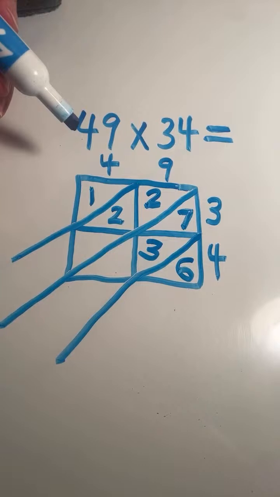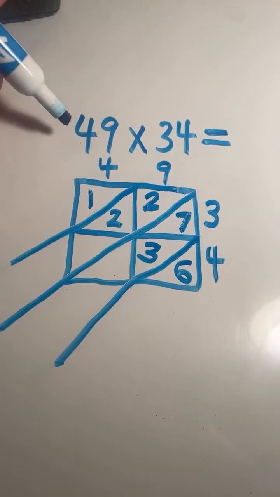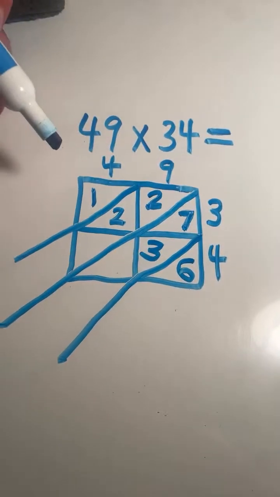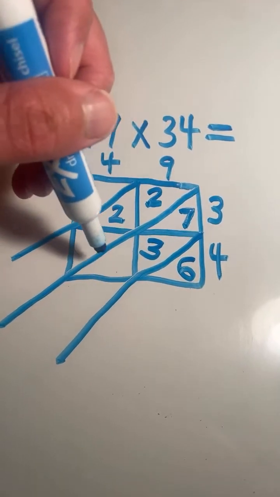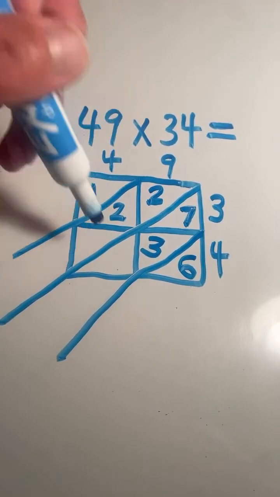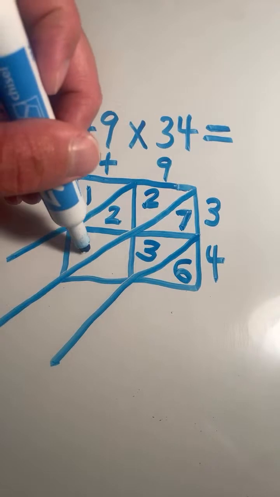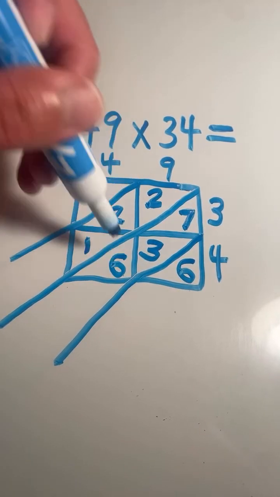Next, we're going to multiply 4 times 4. And the answer to 4 times 4 is going to go in this square in the bottom corner. 4 times 4 equals 16. So 1 in the top triangle, 6 in the bottom triangle.